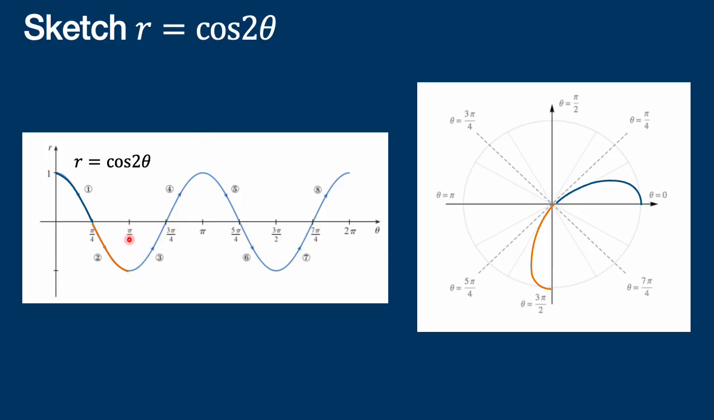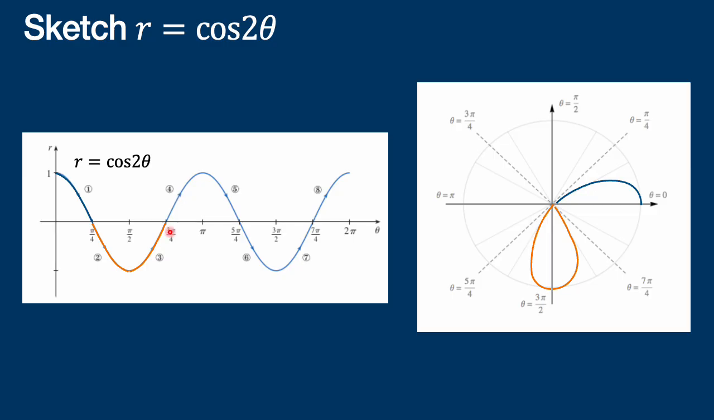Let's go to the third one. Pi over 2 to 3 pi over 4, the r value is increasing, but at pi over 2 it is negative 1, and at 3 pi over 4 it is 0. So now, pi over 2 to 3 pi over 4. The angle moves from pi over 2 to 3 pi over 4, and the r value is still negative. That's why you sketch in the fourth quadrant right here, guys. So negative 1 to 0.